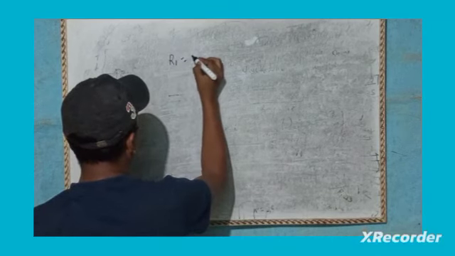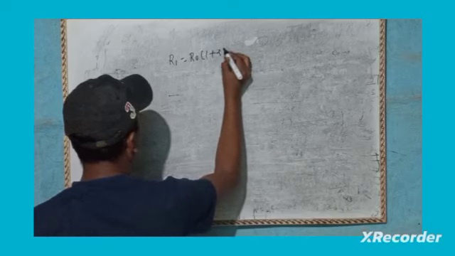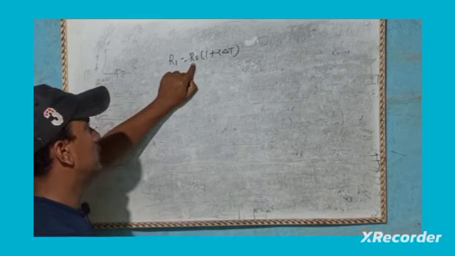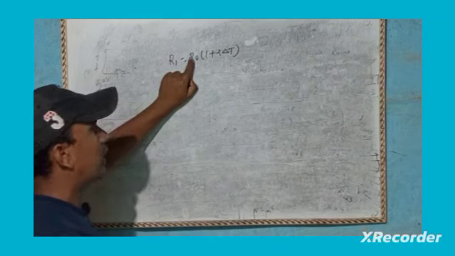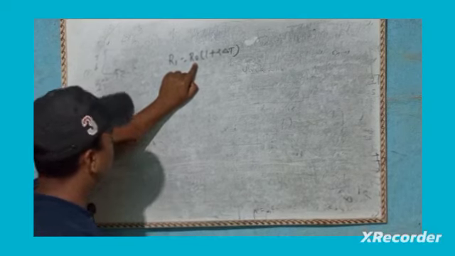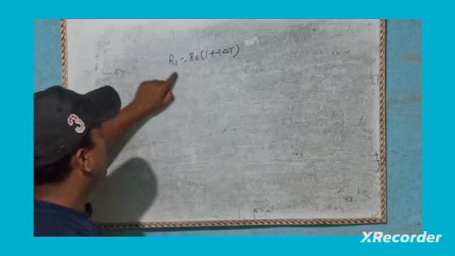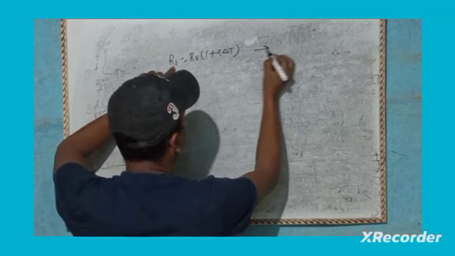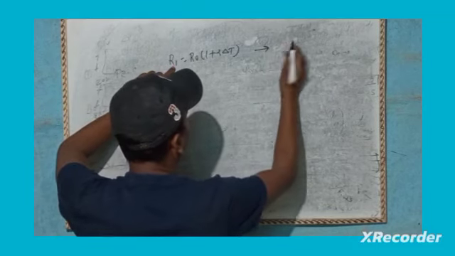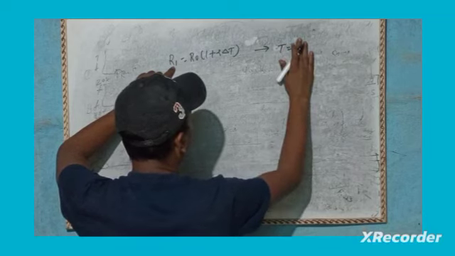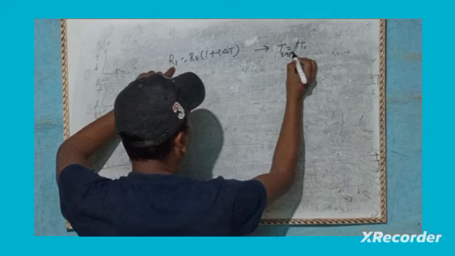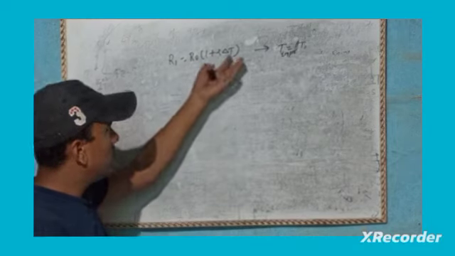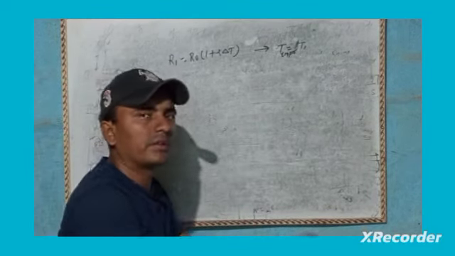So R1 is equal to R0 (1 plus alpha delta T). Here R0 is the resistance value of the conductor at 0 degree temperature, and R1 is the resistance value at, suppose, temperature T1. Suppose it was at 0 degrees, now it is at 20 degrees. As soon as the temperature increased, the resistance value also increased.